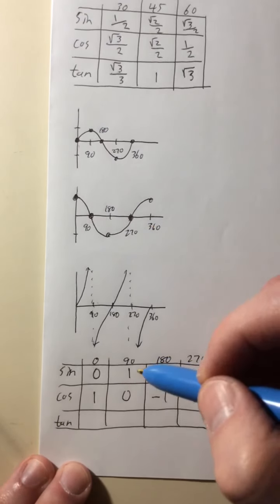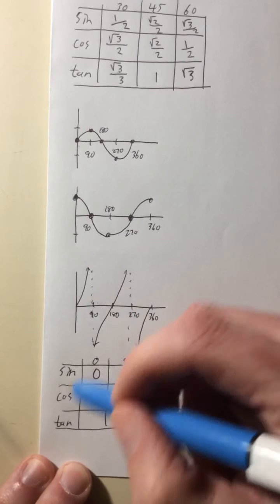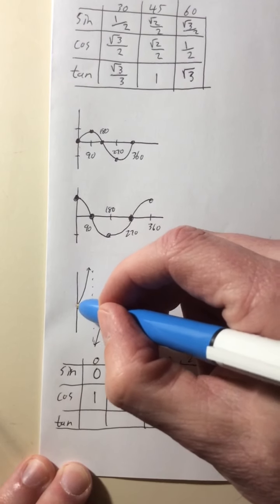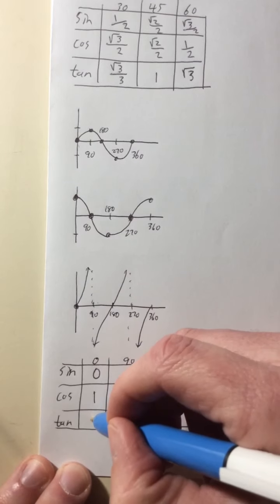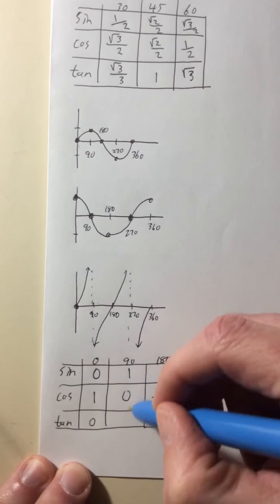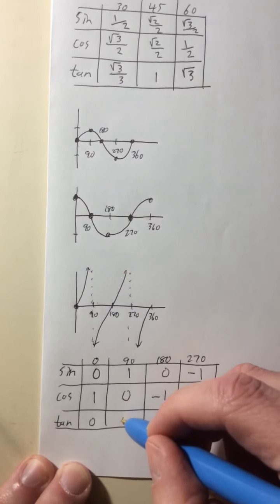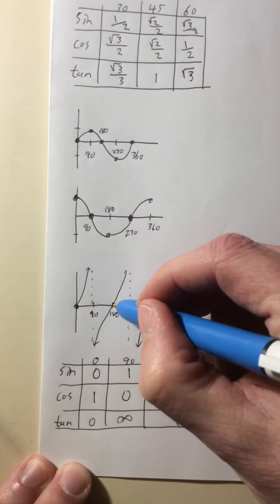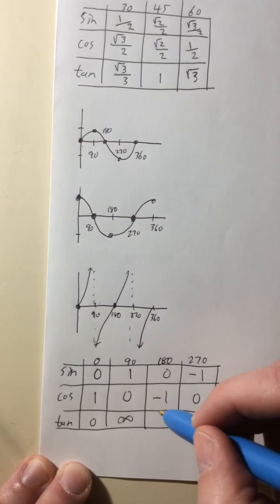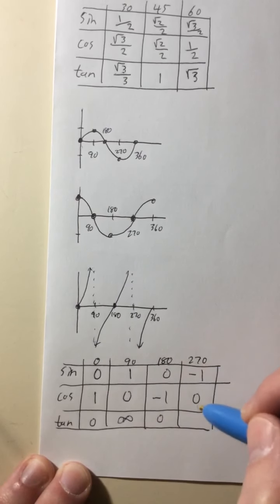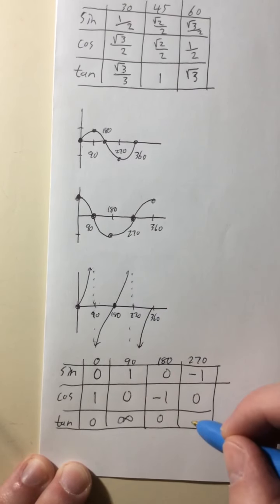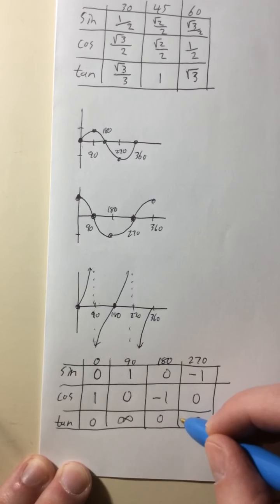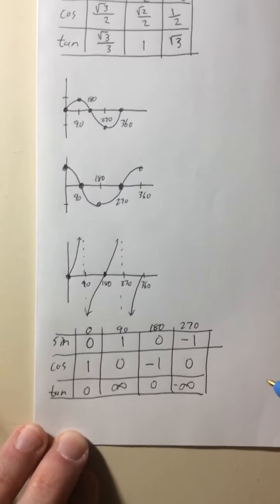And tangent is slightly trickier. So the tangent of 0, that's right here. Tangent of 0, of course, is 0. Tangent of 90 is undefined. I'm just going to write it like this because I'm lazy. Tangent of 180 is right there. That's going to be 0. And tangent of 270 is also undefined. We could write -infinity if we wanted to, but we can just write undefined.